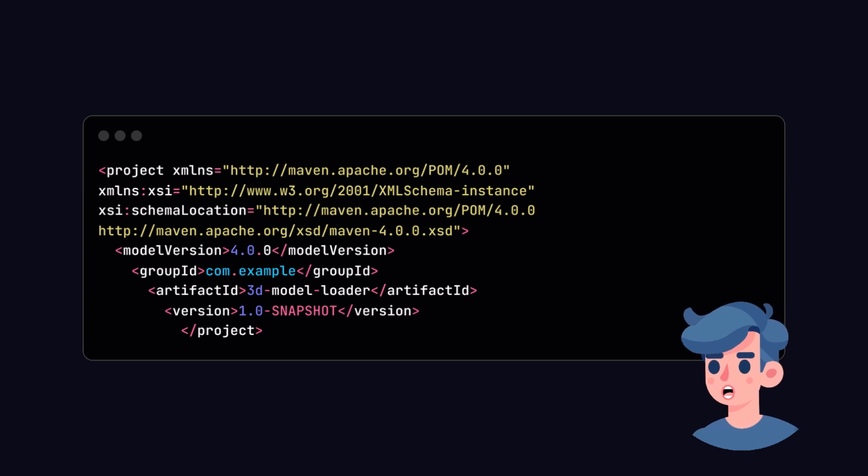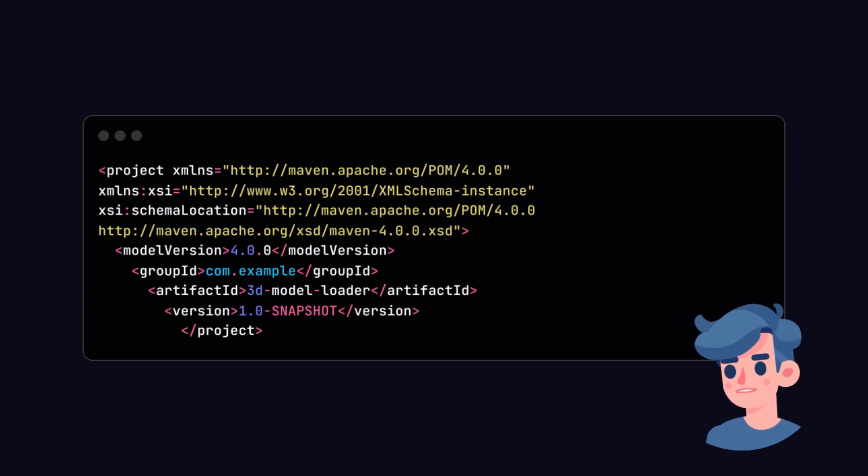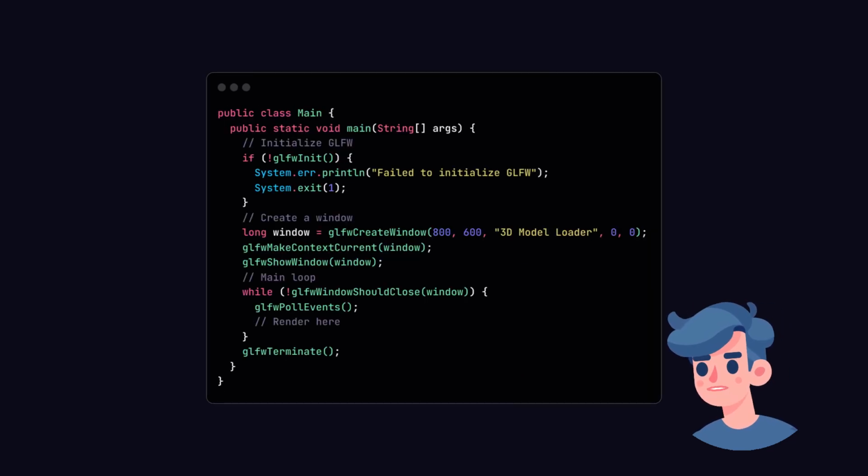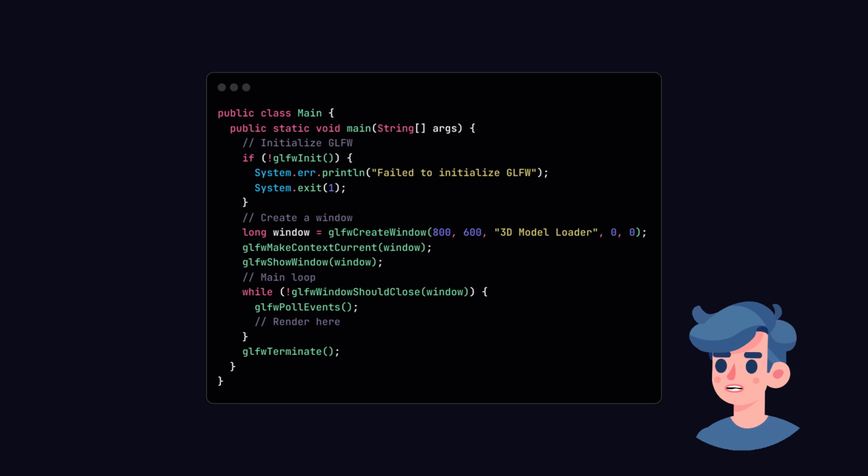If you haven't used Maven before, it's a build automation tool used primarily for Java projects. Create a new Maven project in your favorite IDE. Next, let's add the necessary dependencies to our pom.xml. We need LWJGL and a library for loading OBJ files. Here's how to add those to your project. After saving the pom.xml, make sure to refresh your Maven project so that the dependencies are downloaded. Now we're ready to set up our main application class.